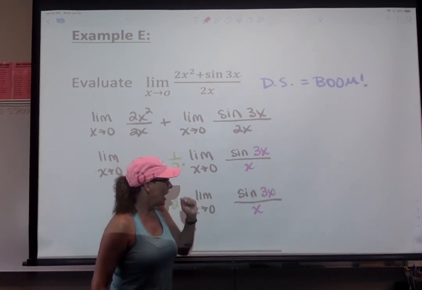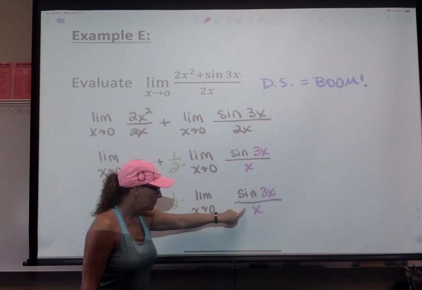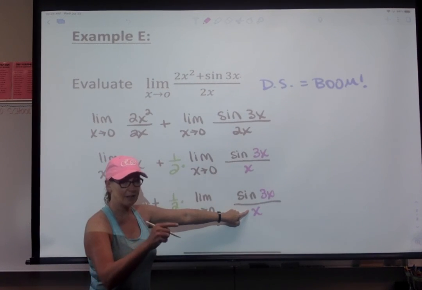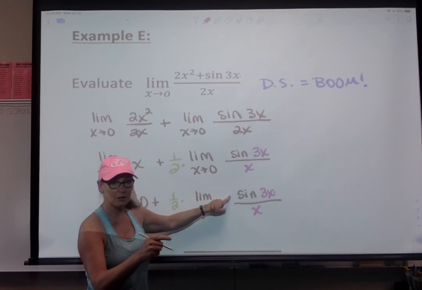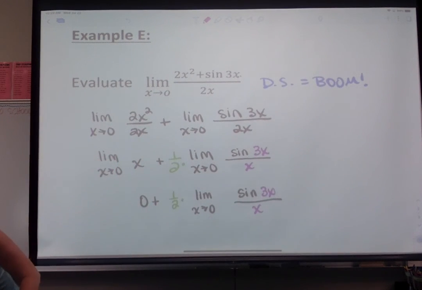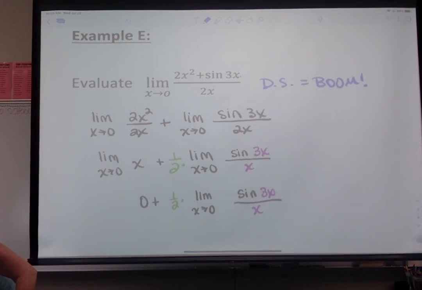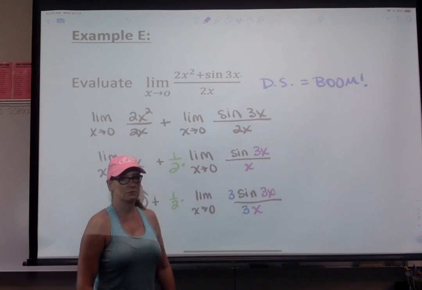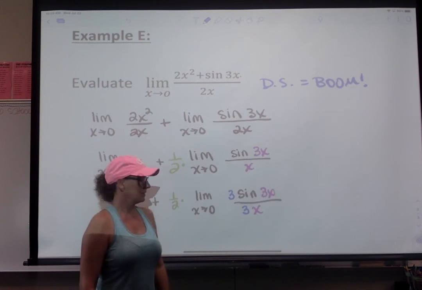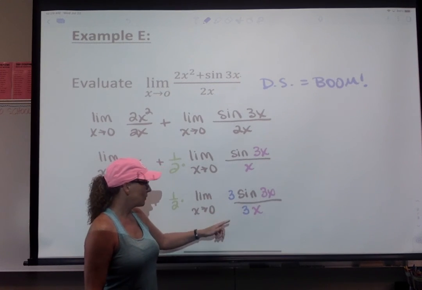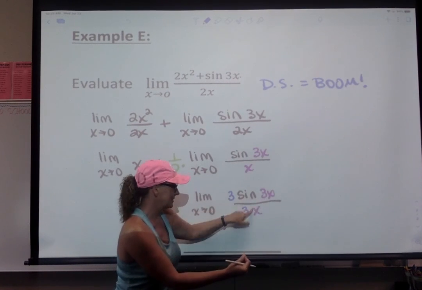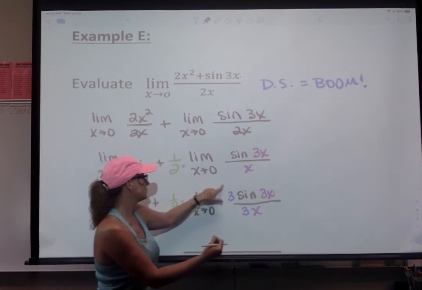Here's what we're going to do. I think you can legally put a 3 there, as long as you put a 3 here. I just multiplied this fraction by 3 over 3. Totally legal. I just multiplied it by 1. Now, here's what I want you to do. Leave this one with the x. We need it. Pull this one off.